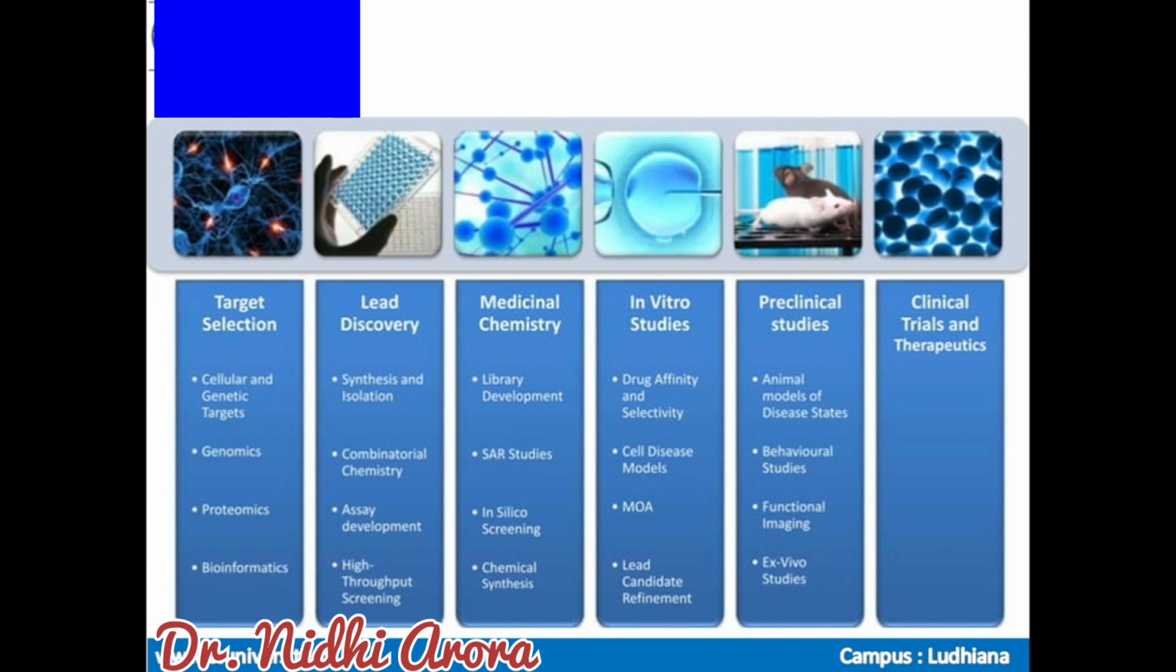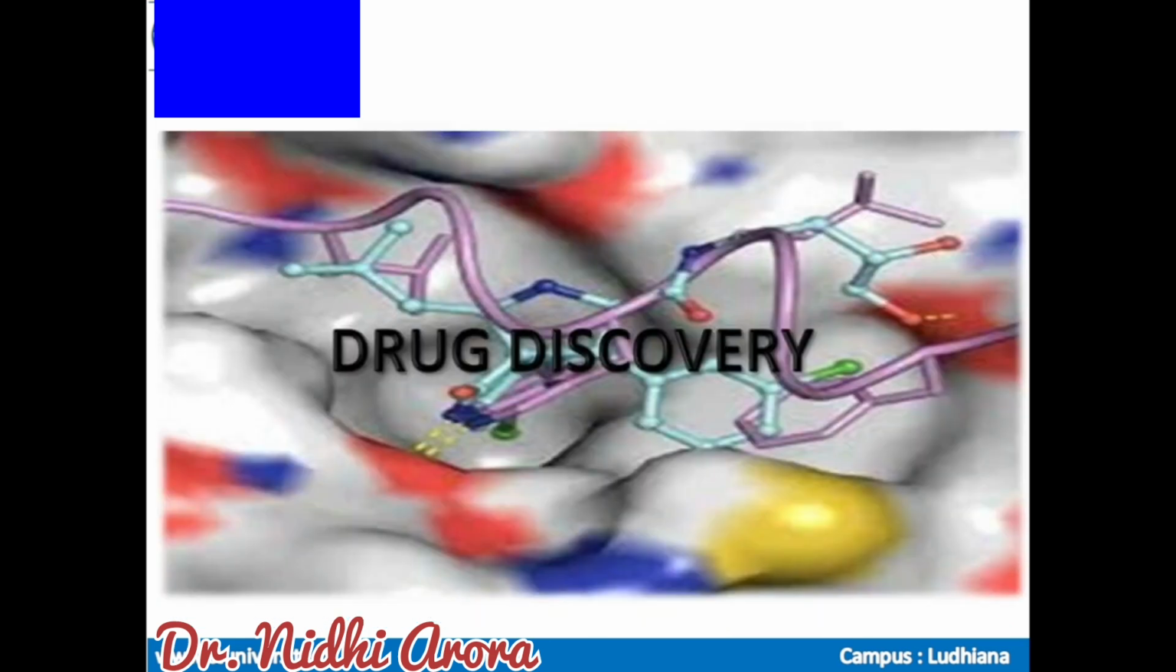In in vitro studies, we check the drug affinity and selectivity of the drug. After that, cell disease models, its mechanism of action, and lead candidate refinement. And in preclinical studies, animal models of disease, behavioral studies, functional imaging, and ex vivo studies. And after it clears all these stages, it passes to clinical trials to check the therapeutic value of the drug. So first of all, we talk about drug discovery.